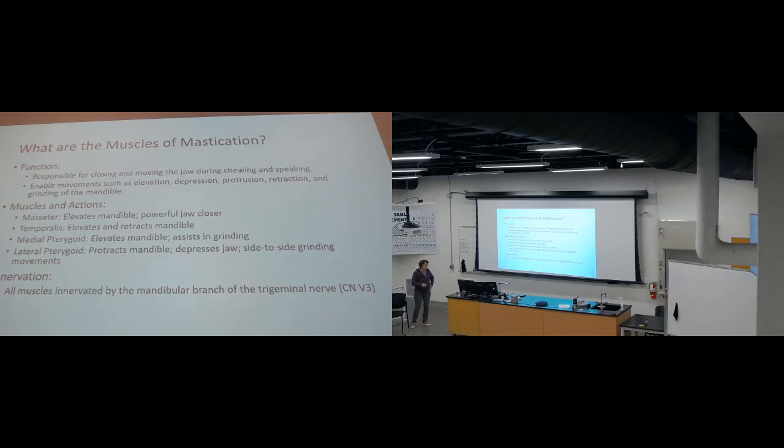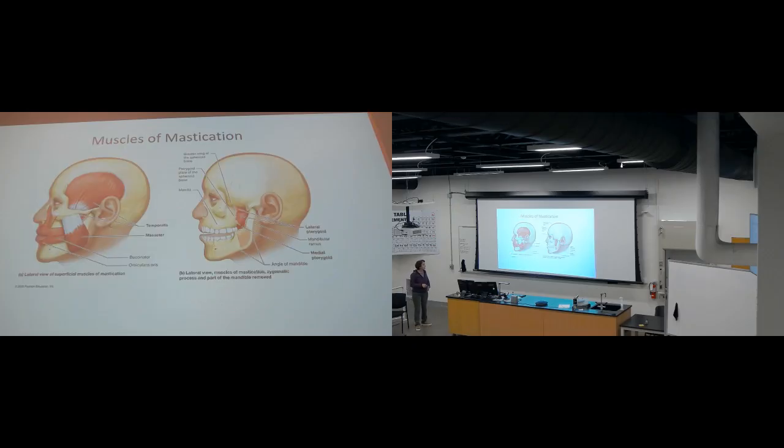And then again, all of these muscles of mastication are innervated by the trigeminal nerve, the third branch, which is the mandibular branch. So here are the muscles of mastication.